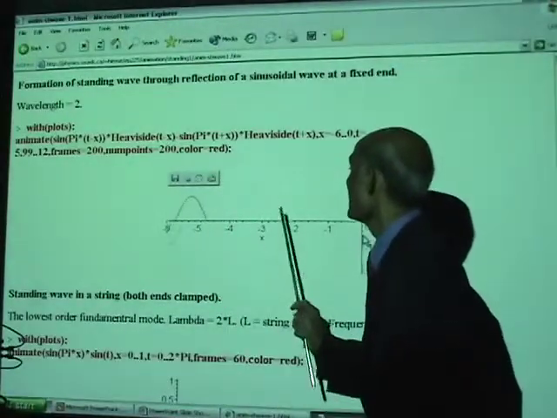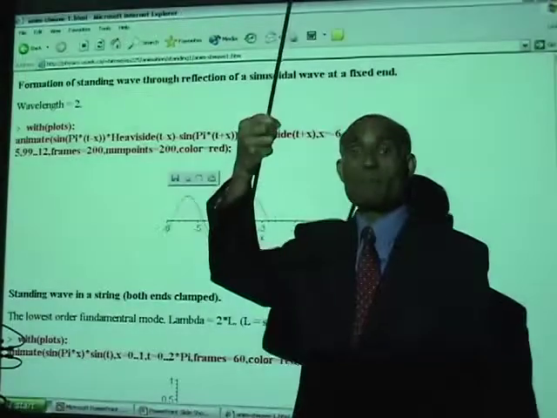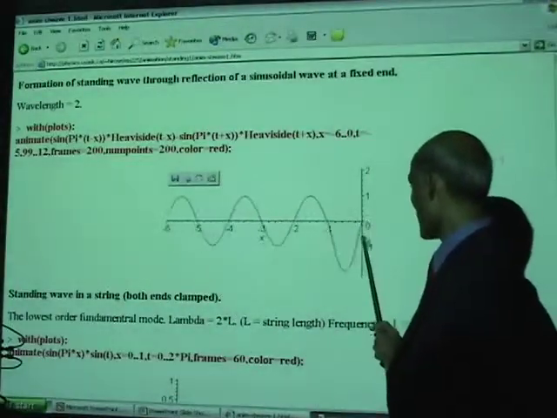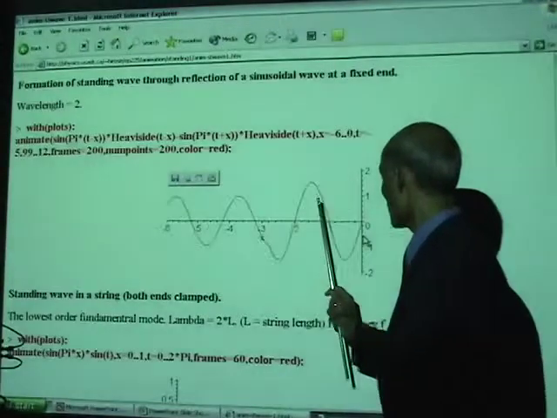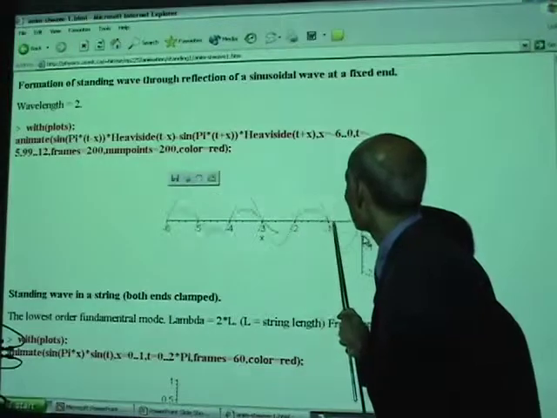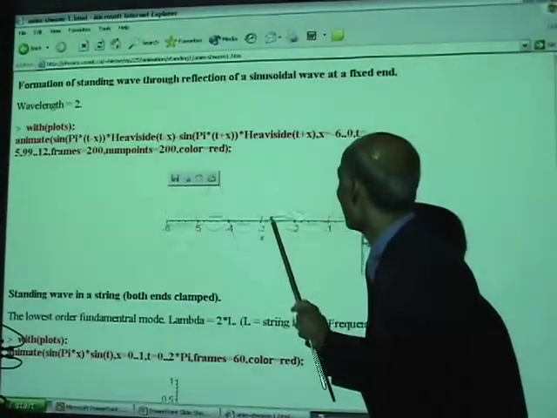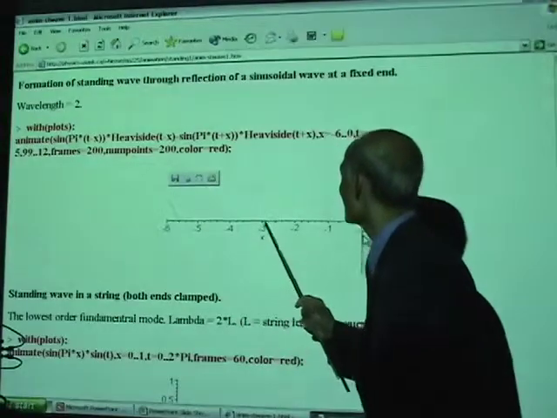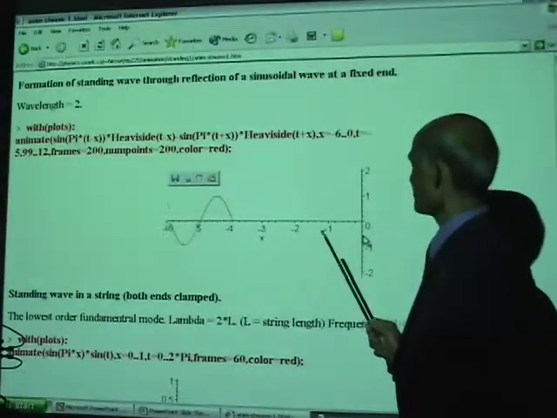What is happening? Each segment is having maximum and minimum. Watch it again. It gets reflected. The reflected wave and the advancing wave are now superimposed on each other. And you can see points where the segments are permanently at rest. They are nodes.